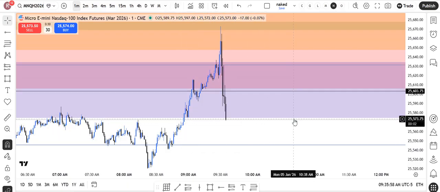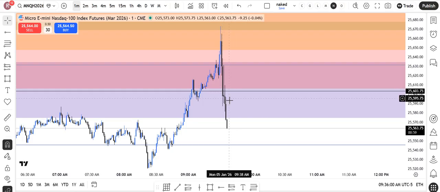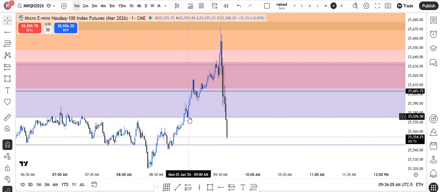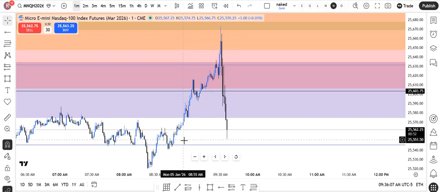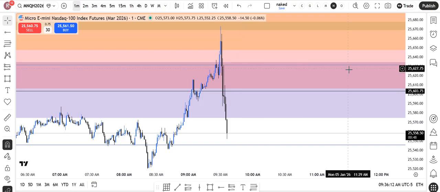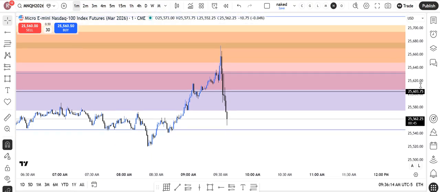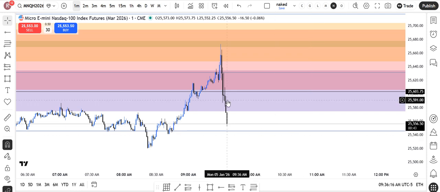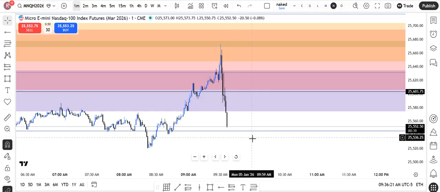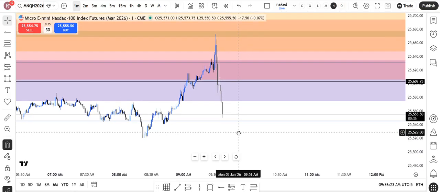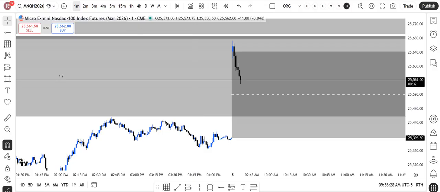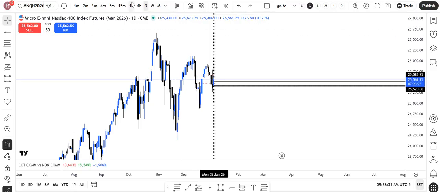So if that's your model, folks, in, partial, see if you can get more, and out. And you're done for the day, folks, within 2 minutes, because it took 2 candles to get down here. I don't know about you, but if I can get in and get out in 2 minutes, shoot.